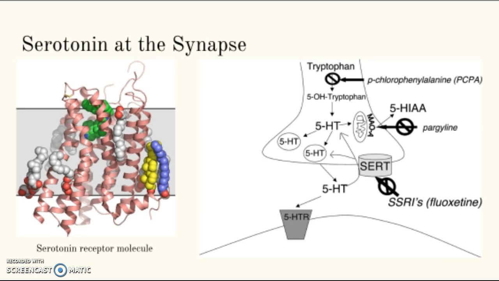The synthesis of serotonin begins when tryptophan is taken up by serotonergic neurons. In these neurons, an enzyme called tryptophan hydroxylase adds a hydroxyl group to a tryptophan, producing 5-HTP, or hydroxytryptophan. This structure is then further decarboxylated to produce serotonin, or 5-HT here.